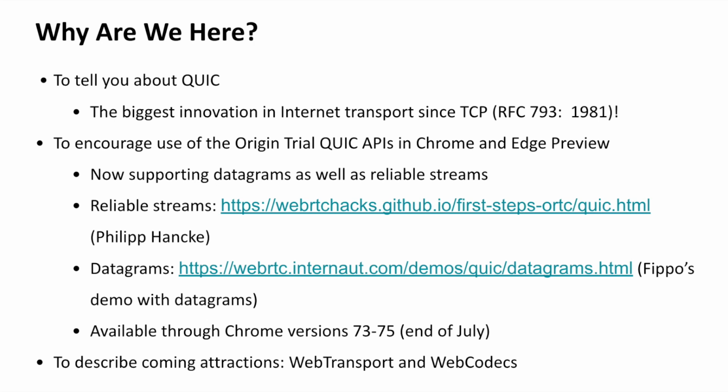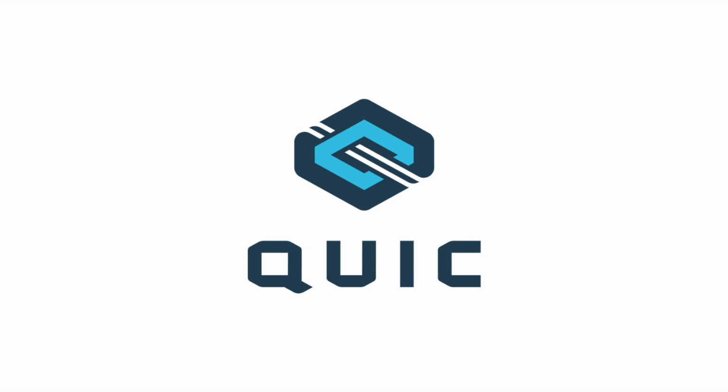These are available through Chrome version 73 to 75. The origin trial is up at the end of July, so we encourage you to go register, and Seth will be talking about how to do that so you can write your own demos yourself. We'll also be talking about coming attractions, WebTransport, which is a client-server version of the peer-to-peer QUIC APIs, and Web Codecs, which, if you're familiar with ORTC, kind of splits the RTP sender and RTP receiver to give you new capabilities by giving you access to encoding and decoding.